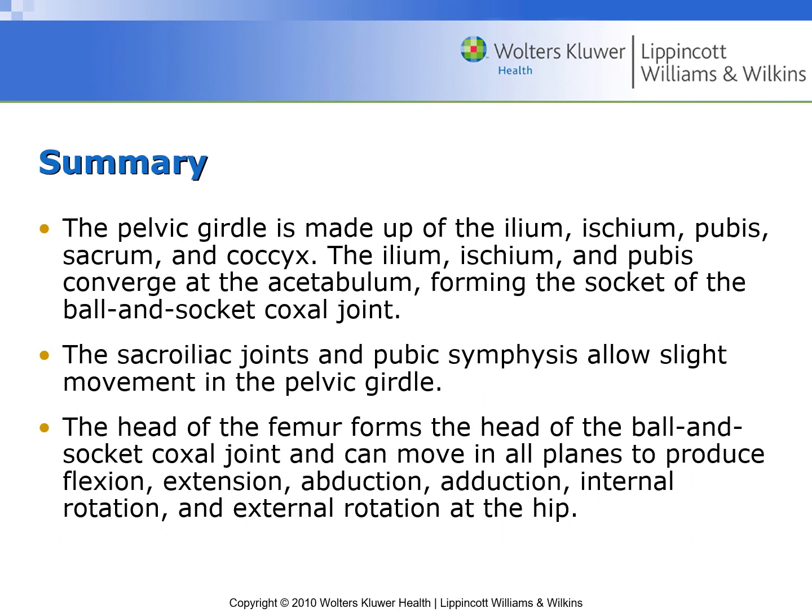So to summarize the main points of today's lecture, the pelvic girdle is made up of the ilium, ischium, pubis, sacrum, and coccyx. The ilium, ischium, and pubis converge at the acetabulum, forming the socket of the ball and socket coxal joint. The sacroiliac joints and pubic symphysis allow slight movement in the pelvic girdle. The head of the femur forms the head of the ball and socket coxal joint and can move in all planes to produce flexion, extension, abduction, adduction, internal rotation, and external rotation at the hip.